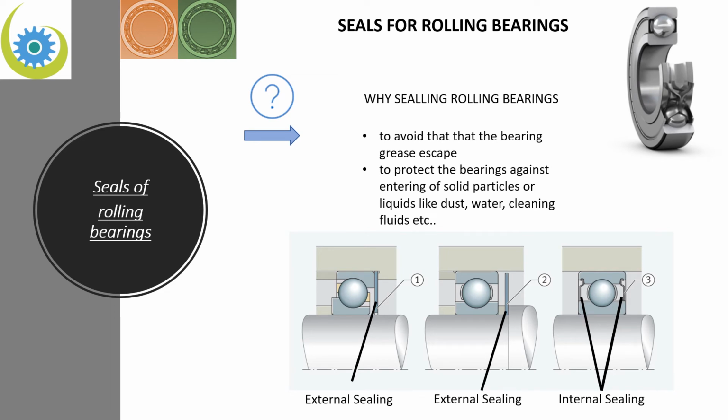There exist different types of sealings. Here on the slide we see below three pictures. External sealing with contact, this is the first picture on the slide, if we take a look on the left side. Then following with external sealing without contact, and then we have here the internal sealings.